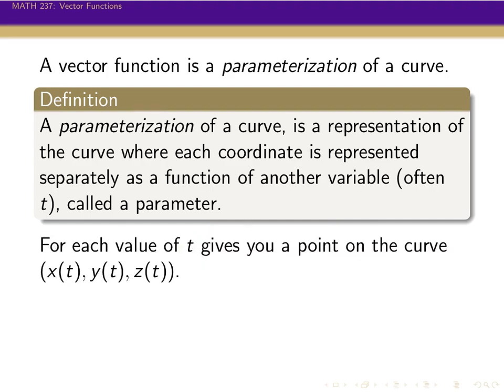If we're doing this in R3, say, you'd have three separate functions, one for the x-coordinate, one for the y-coordinate, and one for the z-coordinate. For every value of t that you pick, you plug that into each of those functions, and that gives you one point on the curve. And then as you change over a range of values of t, that's going to draw out the curve for you.